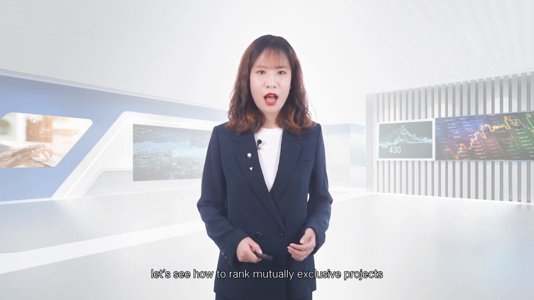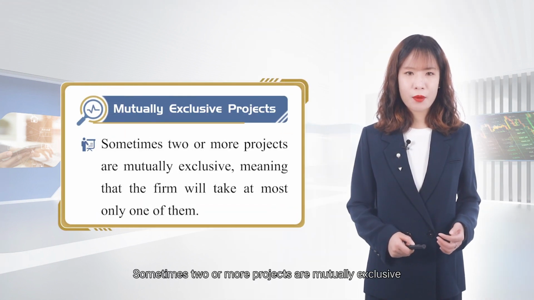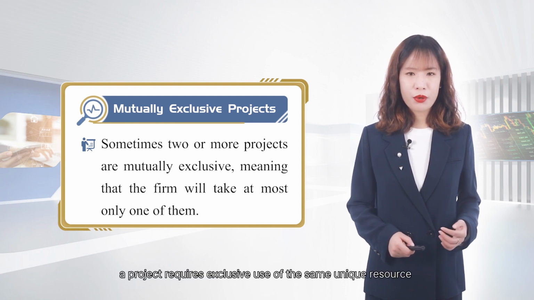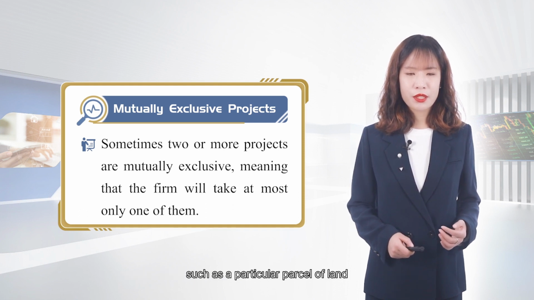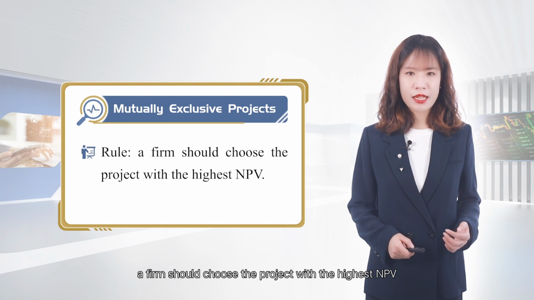Now let's see how to rank mutually exclusive projects. Sometimes two or more projects are mutually exclusive, meaning that the firm will take at most only one of them. For instance, a project requires exclusive use of the same unique resource such as a particular parcel of land. In all such cases, a firm should choose the project with the highest NPV.